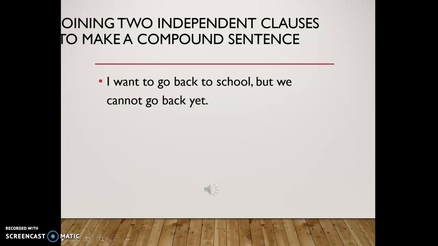If we find one of those seven words, put your finger on it. So like in this first sentence, put your finger on the but. I want to go back to school. Is that a sentence all by itself? Yep. We cannot go back yet. Is that a sentence all by itself? Yep. Then you know you have two independent sentences joined. That's a compound sentence. So the little rule is comma, conjunction, compound.